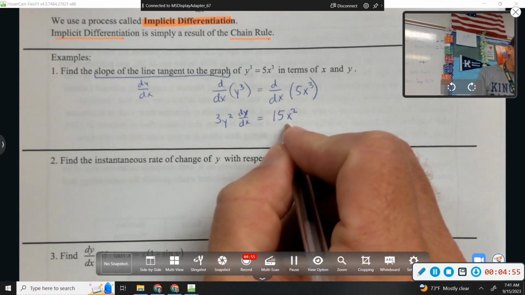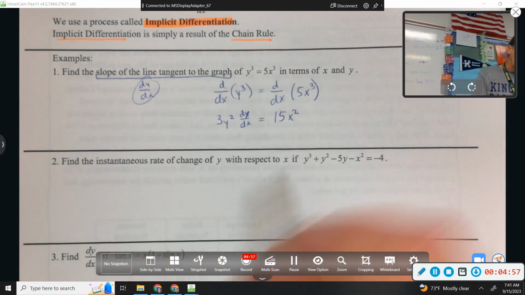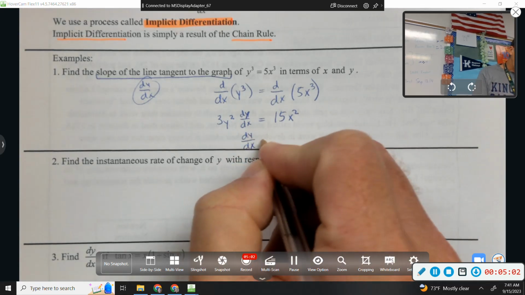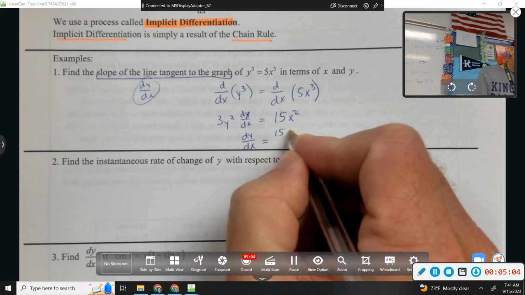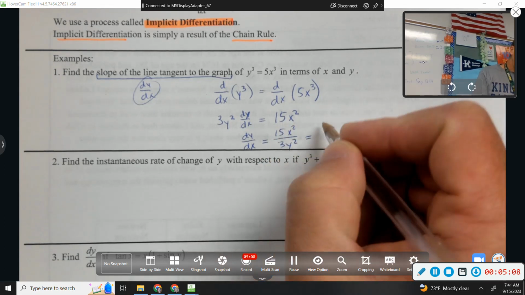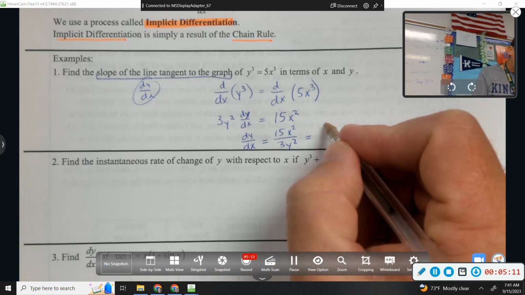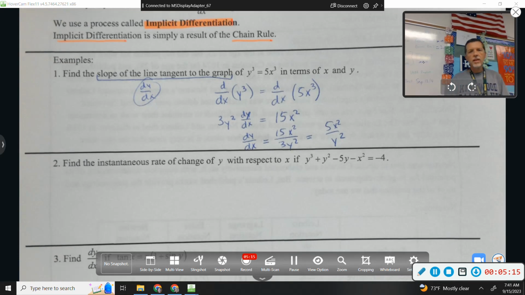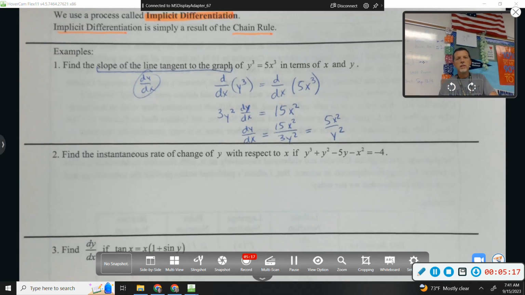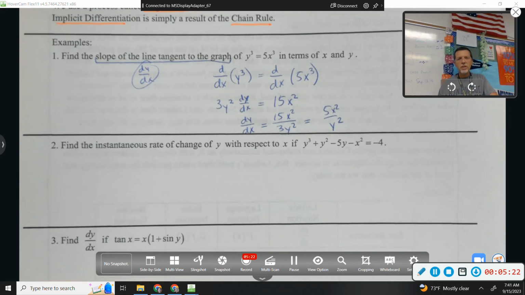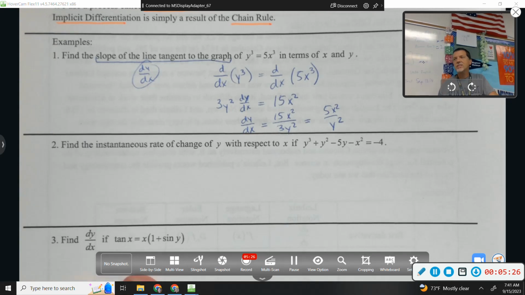Okay, so we're sort of done with calculus. Now we need to do some algebra to solve for dy dx. dy dx equals 15x squared over 3y squared. That would be a safe stop. 5x squared over y squared. Okay, so it's the same derivative rule, but if you're taking a derivative of y, you've got to tag dy dx onto the end.